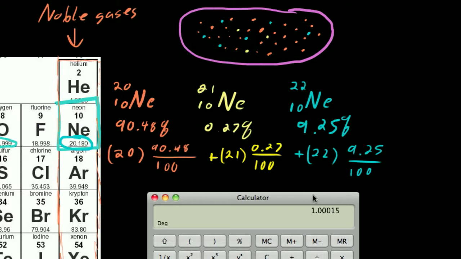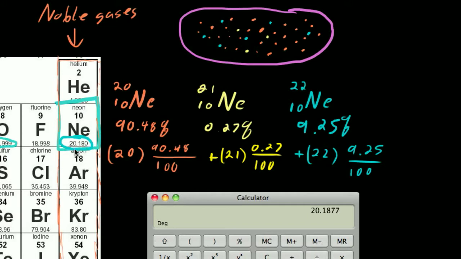So let's get out the calculator and figure out what the weighted average for our molar mass should be. So we start off with 20 times 90.48 divided by 100. And then we're going to add to that 21 times 0.27 divided by 100. And then we're going to add to that 22 times 9.25 divided by 100. And we get, well, it's a little bit off again.